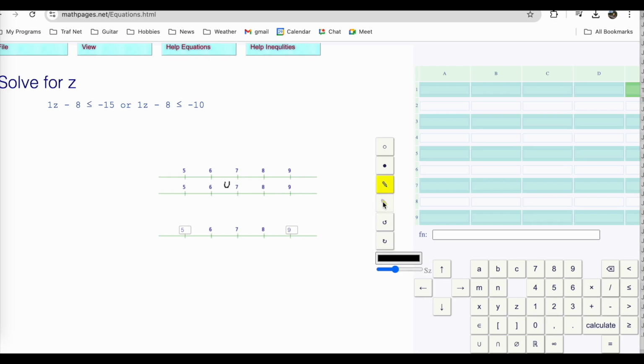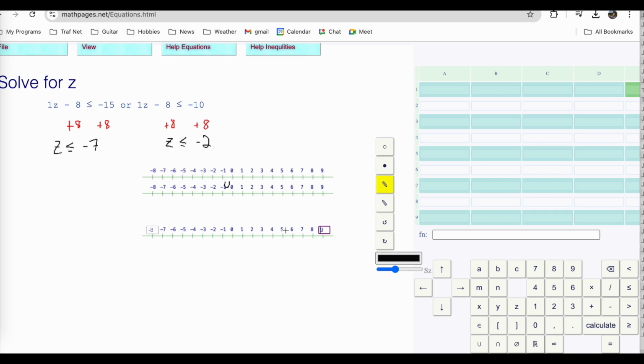If I add 8 to both sides, and I'm going to do the same thing over here, add 8, that gives us z. Remember, 1z is just z, is less than or equal to negative 7. Z is less than or equal to negative 2. I want to have between negative 7 and negative 2, so I'm going to start with like negative 8, and go up to negative 1.